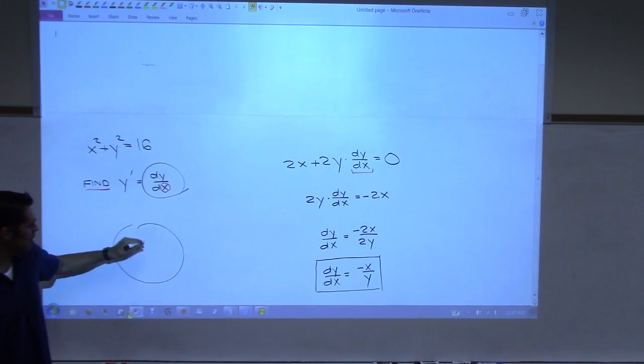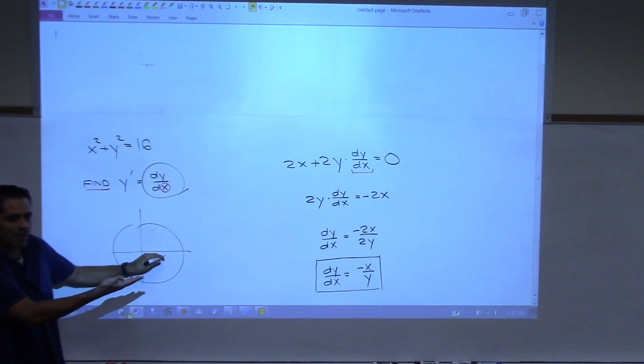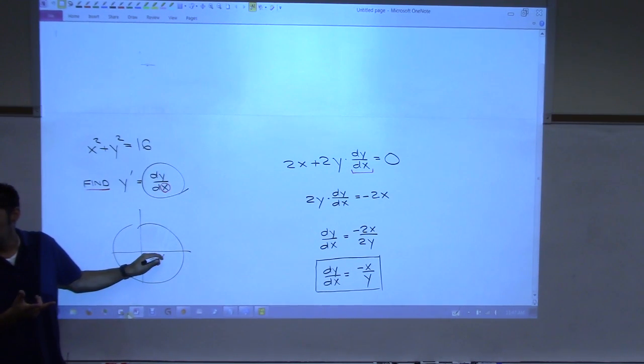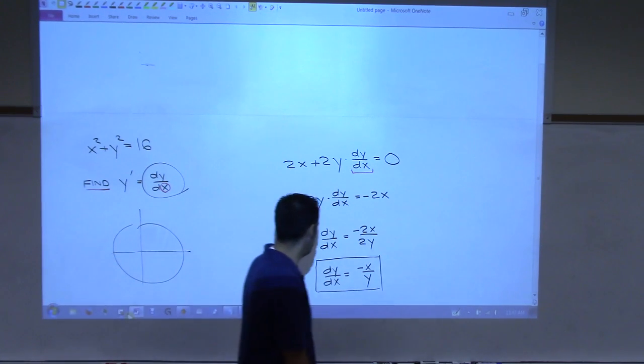This is a circle. We said that if I just give you the x, it's not enough. Well, look, the formula that we have for the slope of the tangent line requires both an x and a y, which is good, right? That's a good thing. So let's talk about this. Let's actually see if this works.